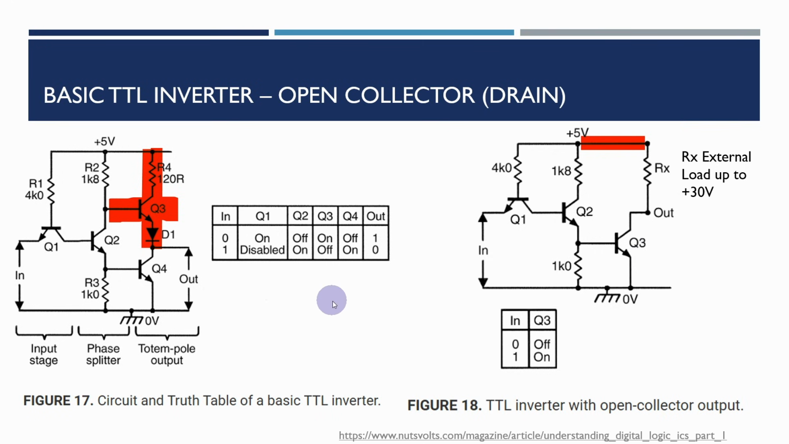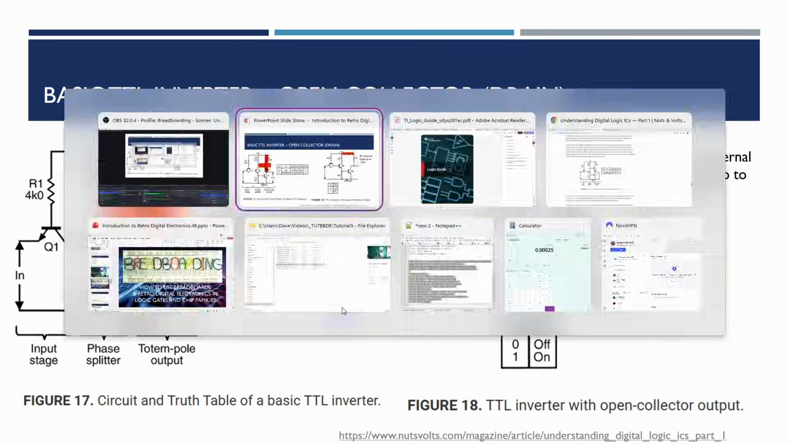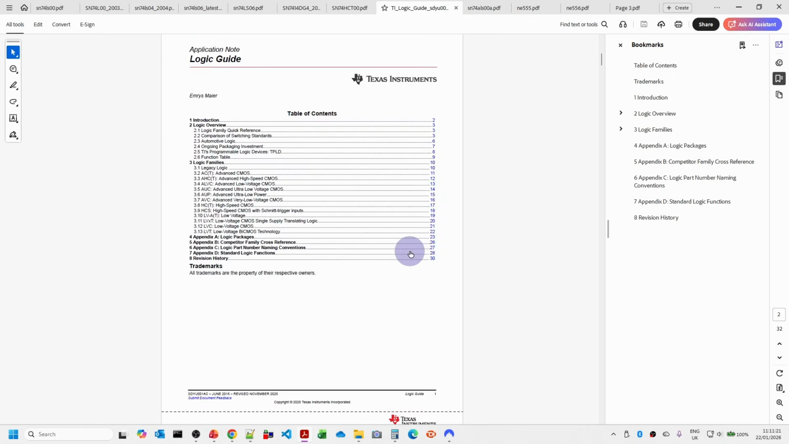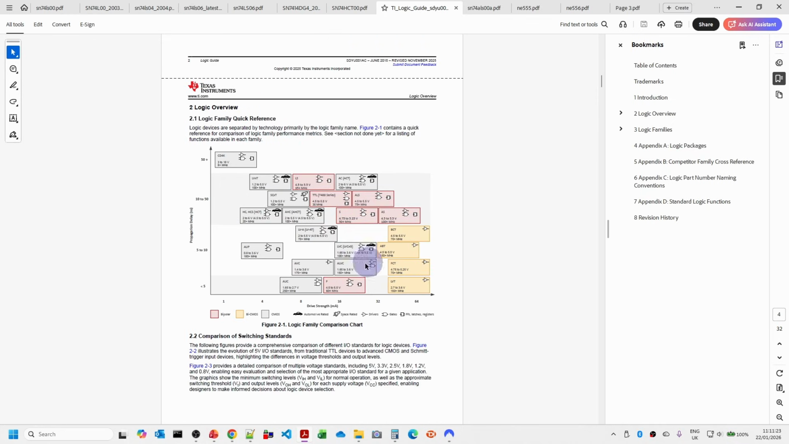A lot of this stuff I'll be referencing from Texas Instruments, no particular reason other than that Texas Instruments seems to be what most of the parts I buy these days from most of the suppliers are. They do a logic guide which takes you through all the different logic series that are available. We're only going to be focusing on those which are used for retro digital electronics, but needless to say there are a lot of different logic series. This diagram here I'm going to take you through in a second. It explains all the different logic series, and the original TTL one is in the middle there.